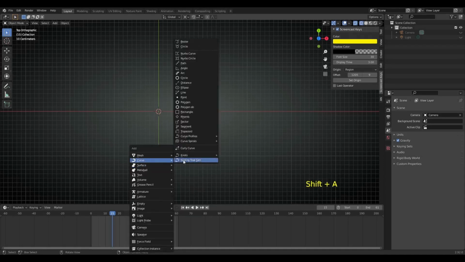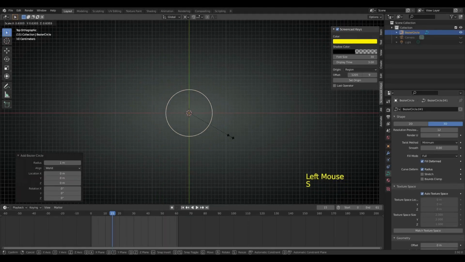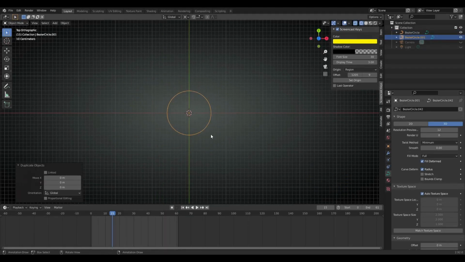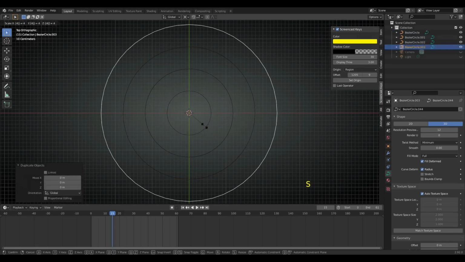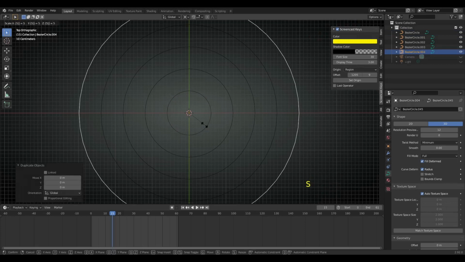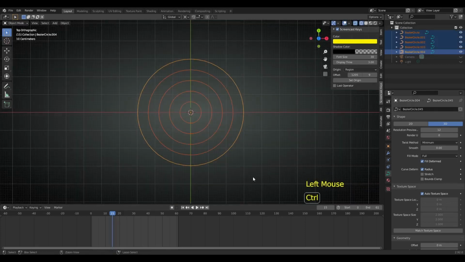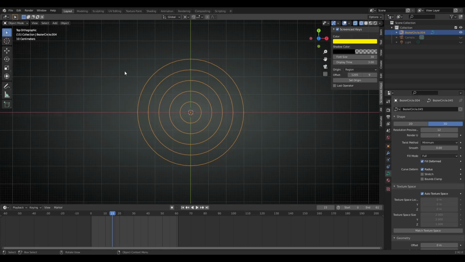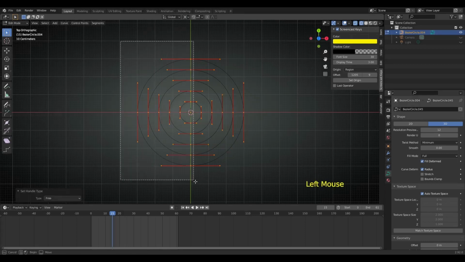Just add a circle to your scene, duplicate it a few times, as many as desired, and scale them up by a constant scale factor so they're the same distance from each other. Join them all into a single curve with Ctrl+J. Don't forget to apply the scale and reset all vertex radius to 1, so they have the same weight.